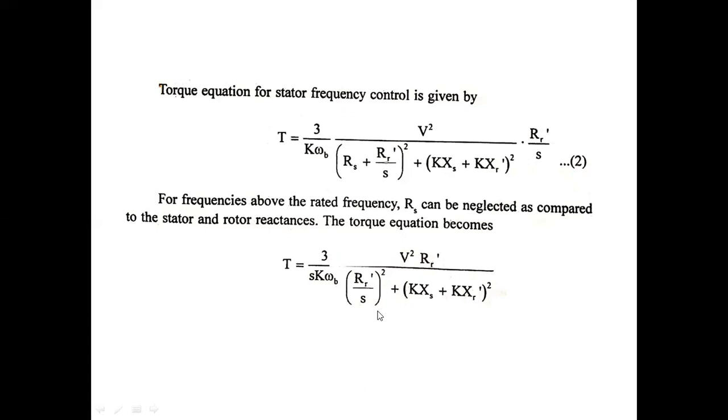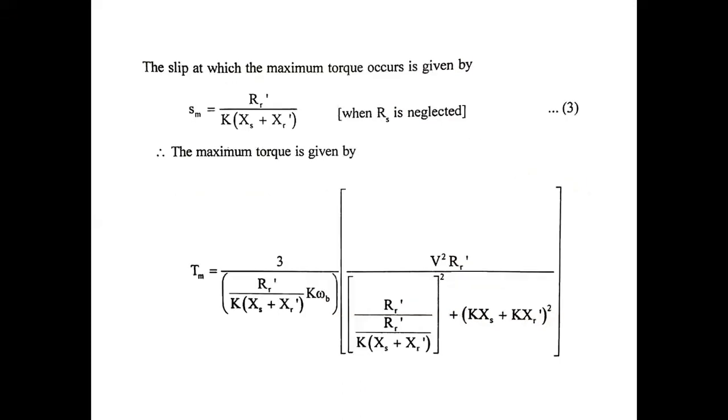The torque equation becomes now like this. I am writing it here, and Rr dash comes after this V square. So the remaining equation resembles the same except for Rs.